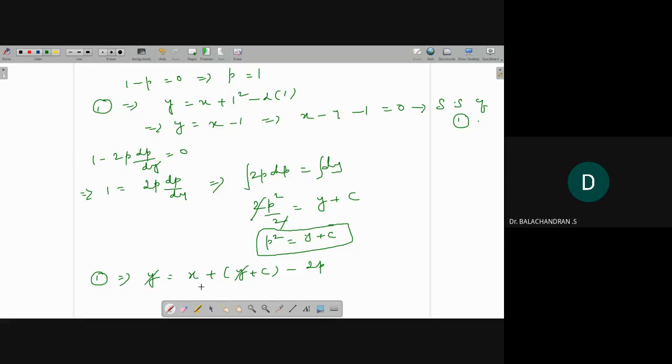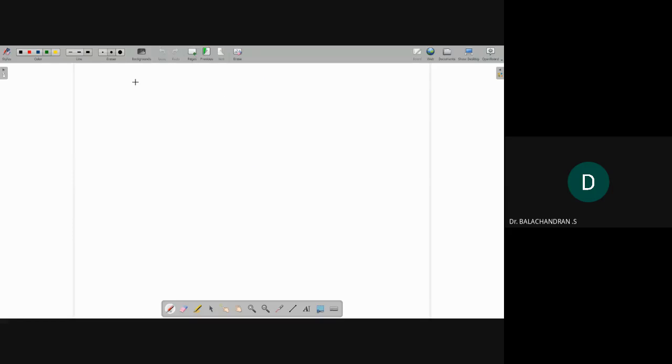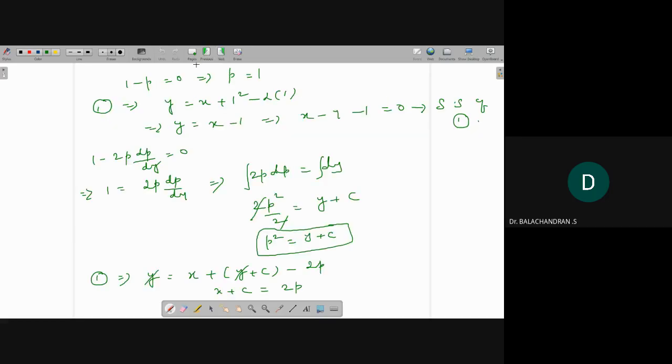Okay, x plus c equal to 2p. Now squaring on both sides, (x plus c) whole square equal to 4p square. So this implies (x plus c) whole square equal to 4 into p square, which is again y plus c. So this is the general solution of 1.